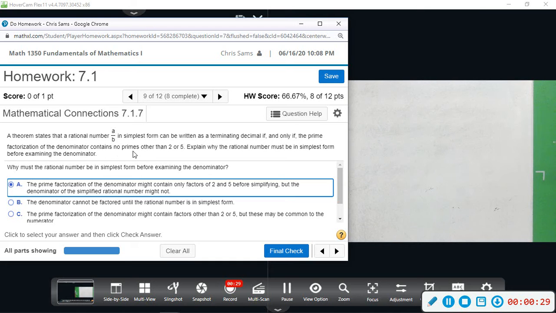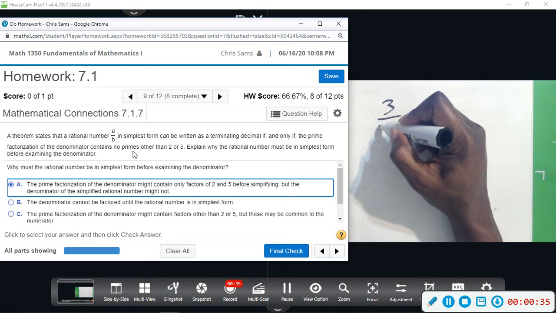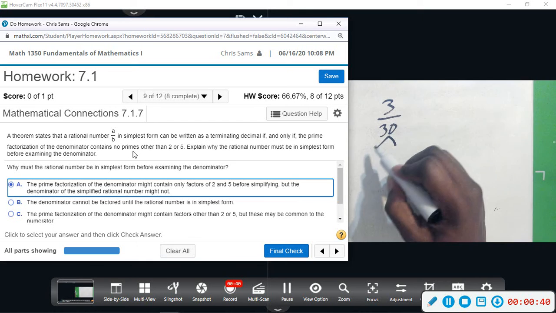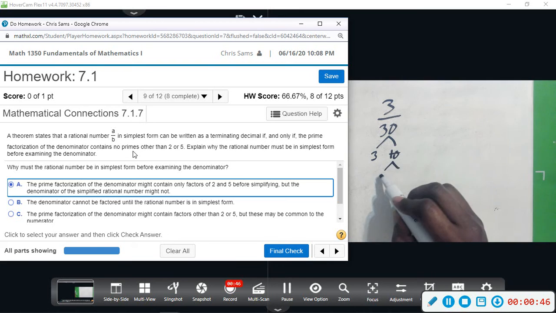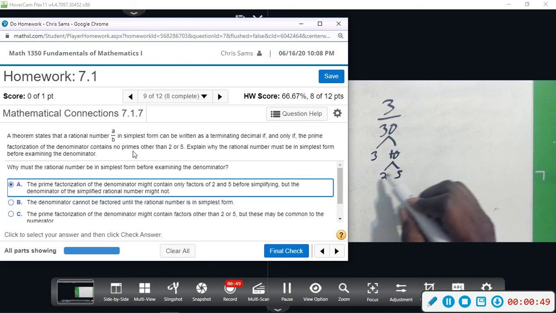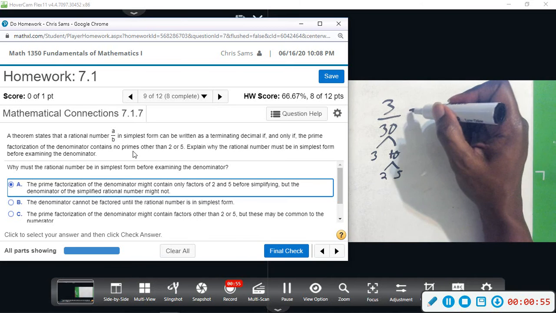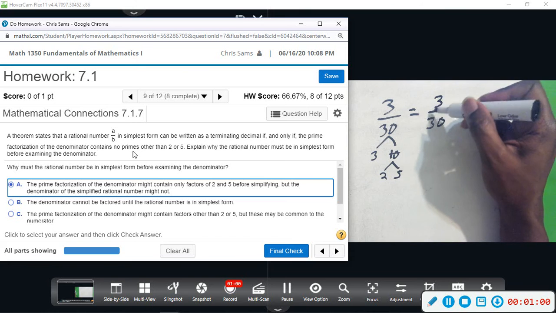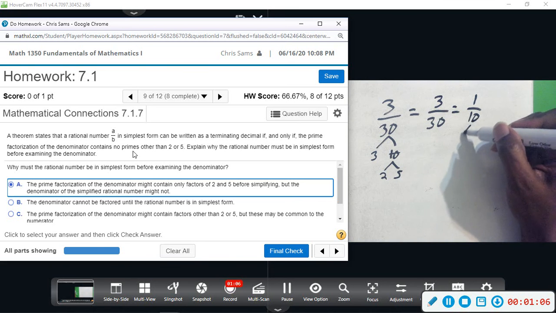So just to give you one small example, let's say we had the number 3 over 30, and if we were to factor the denominator, this is 3 times 10. 3 is prime, and then 10 we can break down to 2 times 5. Okay, so the denominator has 2 and 5, but it has something else, 3, which is problematic. However, if we start here with 3 over 30 and we reduce, this becomes 1 over 10. And then from here, when we factor the denominator, we only have 2 and 5.